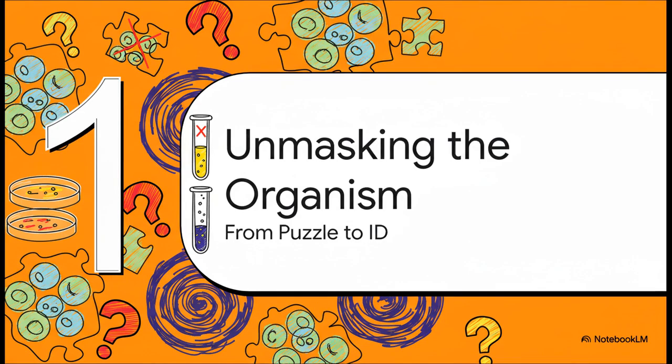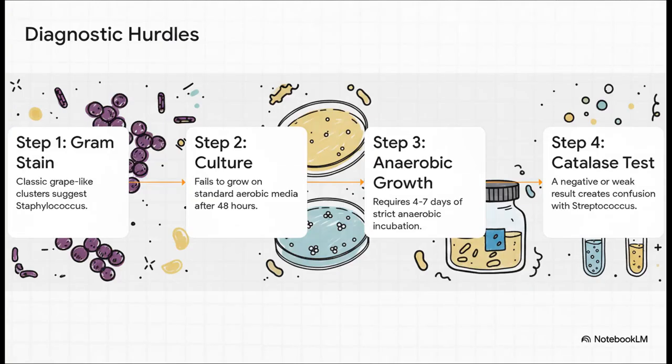All right, so let's get into it, and we'll start right where every microbiologist does, at the bench. How in the world do you unmask an organism that seems perfectly designed to slip right past our standard protocols? You know, the diagnostic journey for Staphylococcus saccharolyticus is like navigating a minefield. It starts out simple enough. You do a gram stain, you see these classic gram-positive cocci in grape-like clusters, and your brain is just screaming Staphylococcus. But then, things get weird.